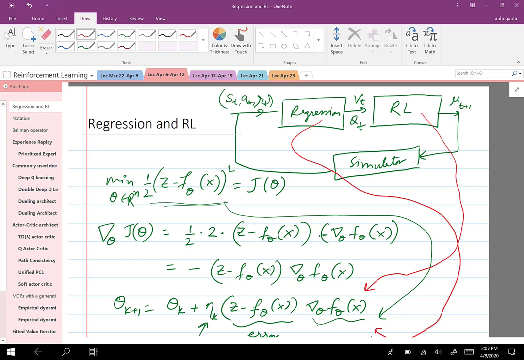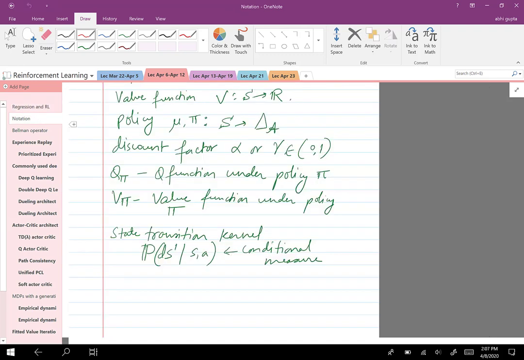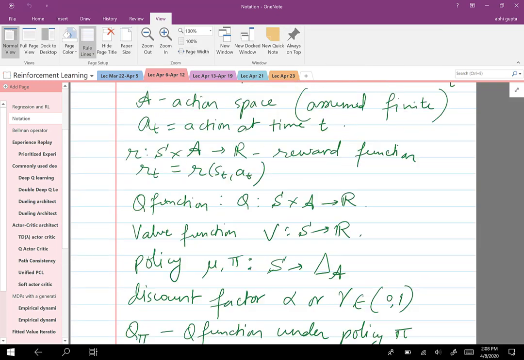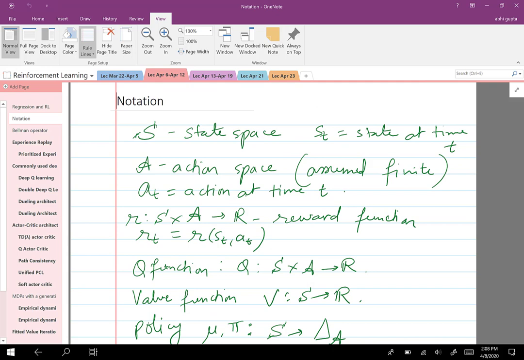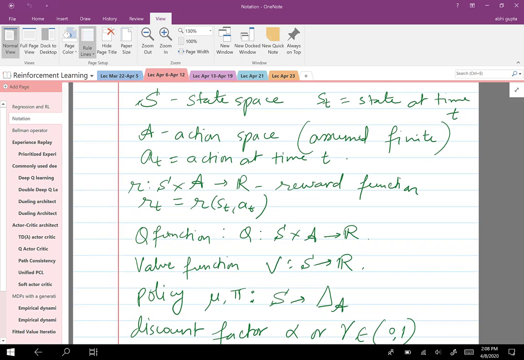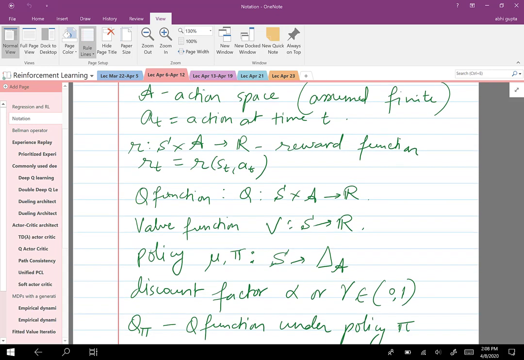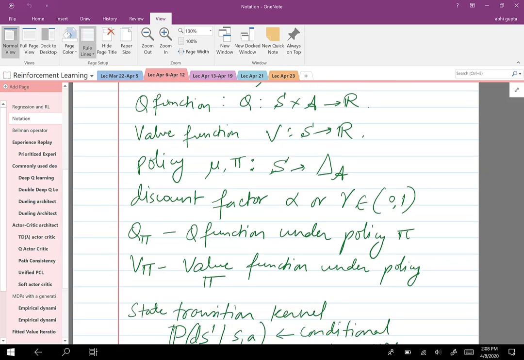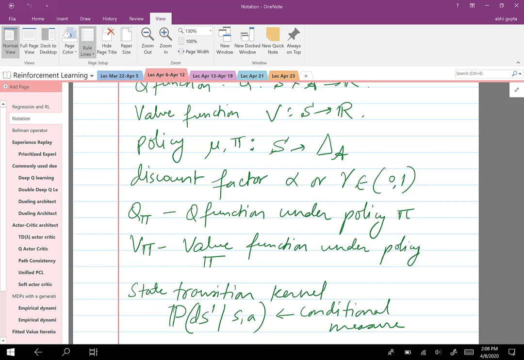So with that, let me go over all the notations that we will be using in this section and the subsequent section. S would denote the state space, and S_t would be the state at time t. A will be the action space, A_t will be the action at time t, and R_t will be the reward that is received at time t. Q function will be denoted by Q, value function will be denoted by V. Policies would typically be denoted by mu and pi, and this would map the state space to a probability distribution over the action space.